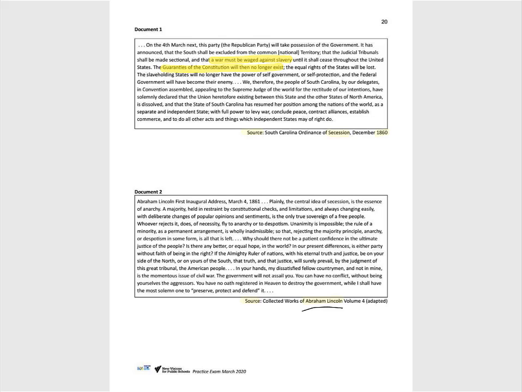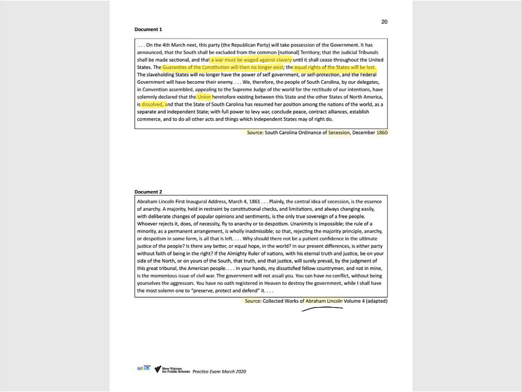The equal rights of the states will be lost. The slaveholding states will no longer have the power of self-government or self-protection, and the federal government will have become their enemy. We, therefore, the people of South Carolina, by our delegates in convention assembled, appealing to the supreme judge of the world for the rectitude of our intentions, have solemnly declared that the union heretofore existing between this state and the other states of North America is dissolved. So the union is dissolved.